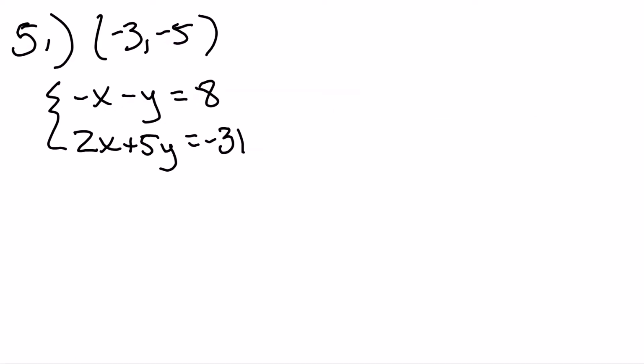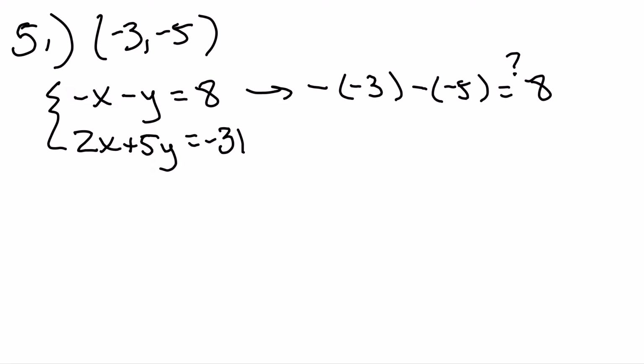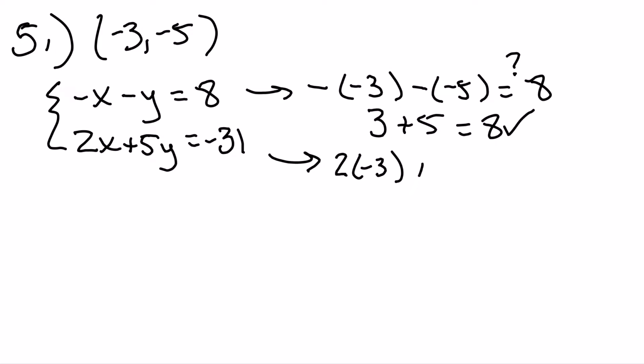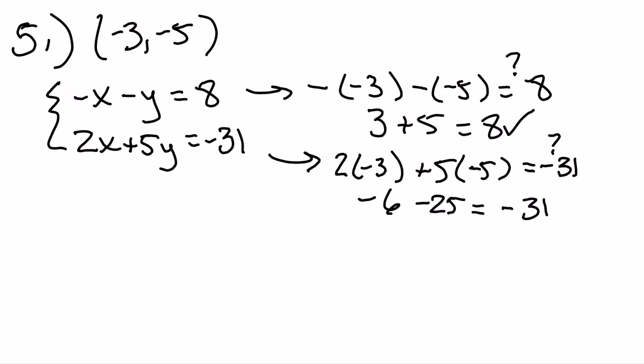Alright, I'm going to try negative 3 and negative 5. So I'm going to plug in the opposite of negative 3 minus negative 5. That's supposed to equal 8. I don't know if it's true or not. The opposite of opposite is positive. So I get 3 plus 5 equals 8. That's true. Now remember, they both have to be true. So I have to check the second one. 2 times negative 3 plus 5 times negative 5. That's supposed to equal negative 31. I don't know if it's true yet or not. Get negative 6 minus 25. That does equal negative 31.